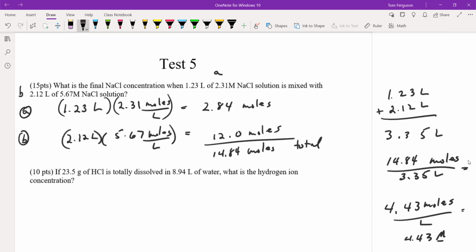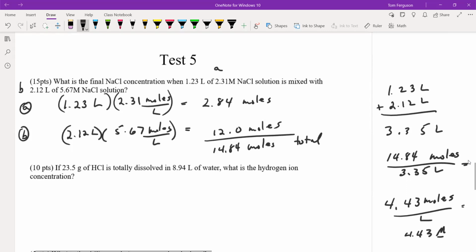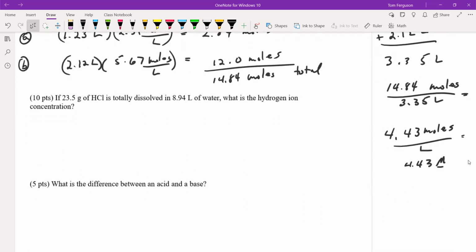So you find the total moles first from each beaker. What are they contributing? Then you look at the total volume. No, because the question is how concentrated is it? I didn't say how to make it.